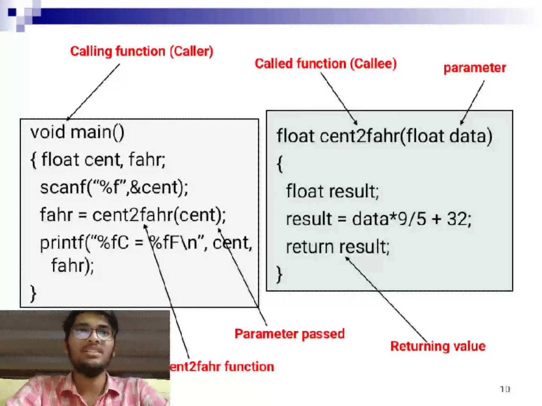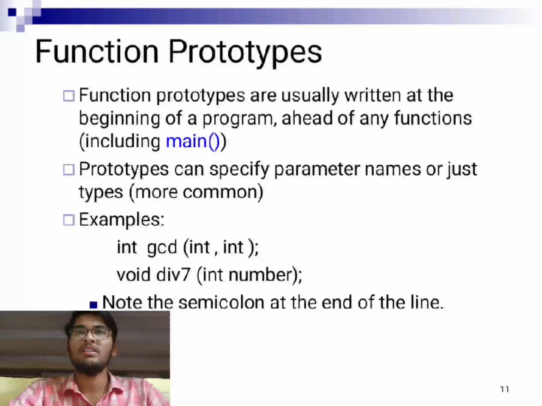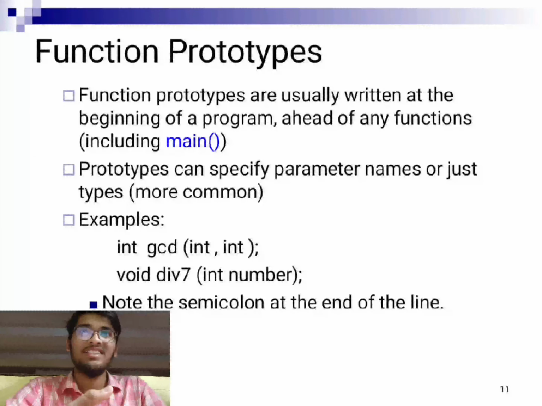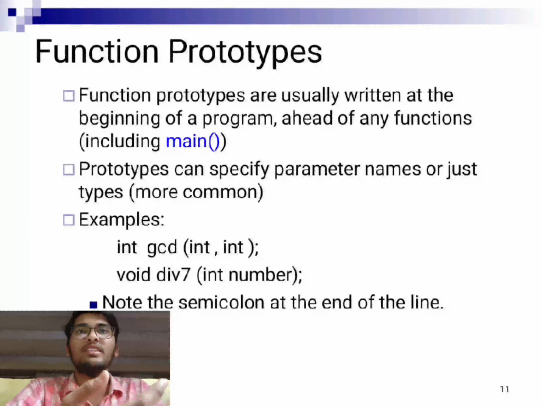Parameters are passed like this. Function prototype. Function prototypes are usually written at the beginning of a program. Let us see what the prototype is. Function prototypes are written ahead of any function, including main, before the main function only.